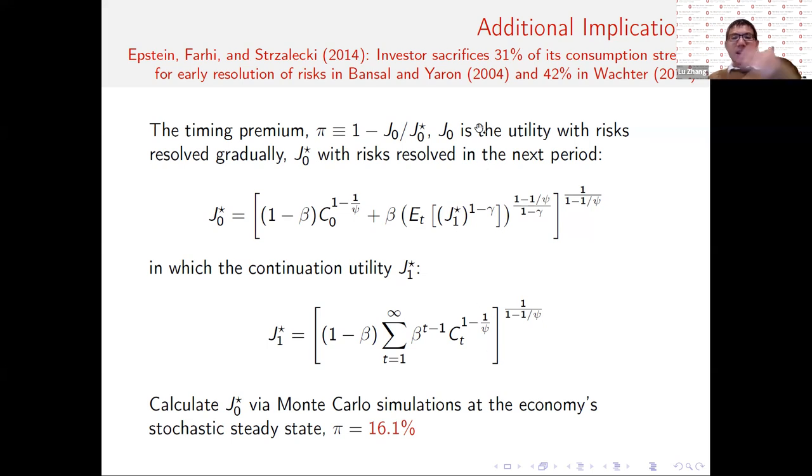So Larry and co-authors' point is that some of the estimates are way too high: 31% in Benzoni and Wachter, 42% in Wachter's 2013 Journal of Finance paper, which is a pretty cool paper with a time-varying disaster probability process. I guess the comment would be that the persistence in the time-varying disaster probability is too high, therefore giving rise to a relatively high timing premium. In our setup, it turns out the long-run risk plays a limited role, and our timing premium is only 16.1%.